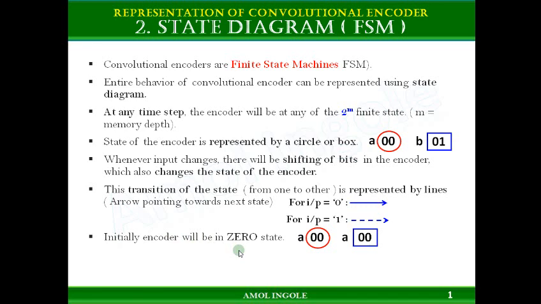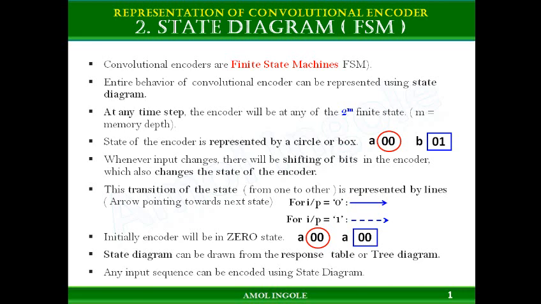Initially, the encoder will be in the 0 state, right? So you have to start drawing the state diagram considering the encoder in the 0 0 state. The state diagram can be drawn from the response table, or it can also be drawn from the tree diagram, which we have discussed in an earlier video. So you know well how a response table is prepared for the given numerical. Any input sequence can be encoded using the state diagram.